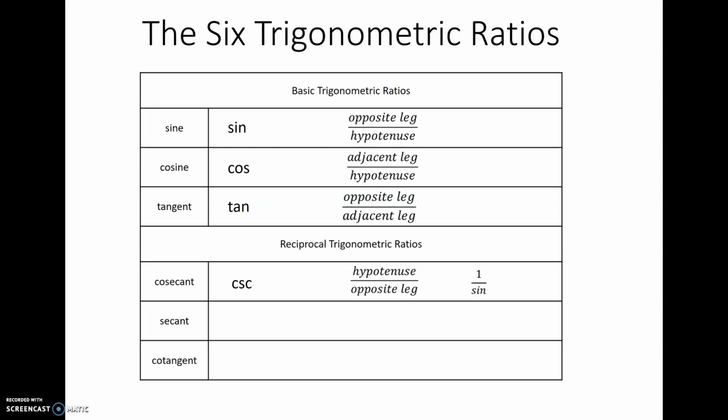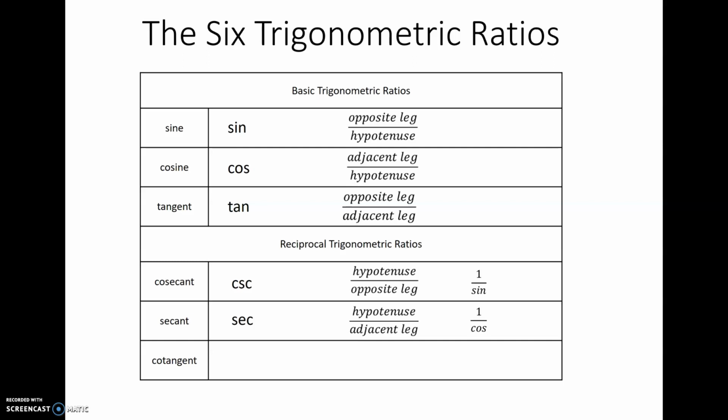Secant, that's going to be the reciprocal of cosine. So if the cosine is adjacent leg over hypotenuse, secant is hypotenuse over adjacent leg. And it is the reciprocal of cosine. And here's how we abbreviate: SEC. So you got a little memorizing to do. Secant is hypotenuse over adjacent leg.